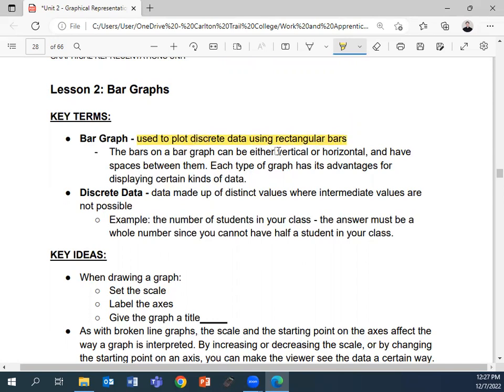You can either have these be vertical or horizontal, and you can have spaces between them, or you don't have to have spaces between them. So these have a bunch of different advantages. There's a couple different ways of doing it, which we'll get into here.